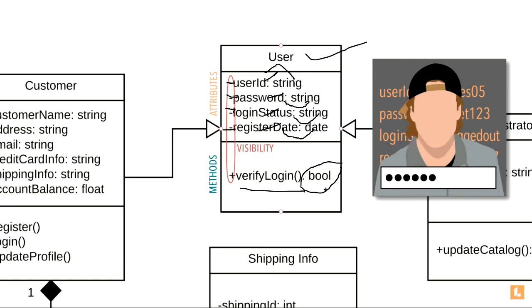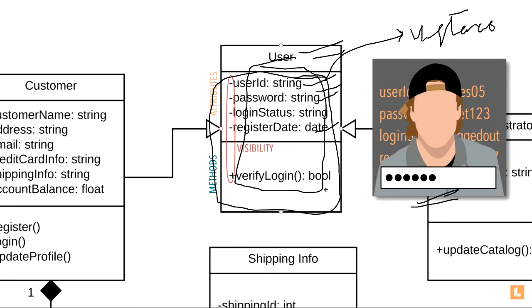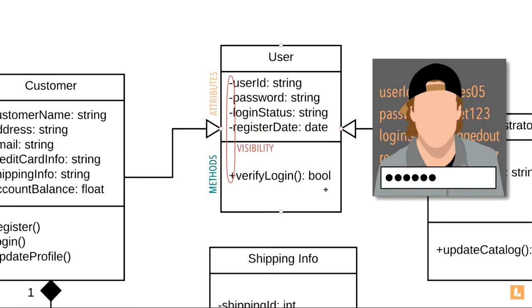So what is happening in this User class? This is your class. Now when you enter one particular value for the user ID, password, login status, register date, what will you get from it? If you enter particular values in the attributes and methods, what do you get? You get an object, or an instance of that class, right? So this is how you have to read a class. Instance, object. Fine.